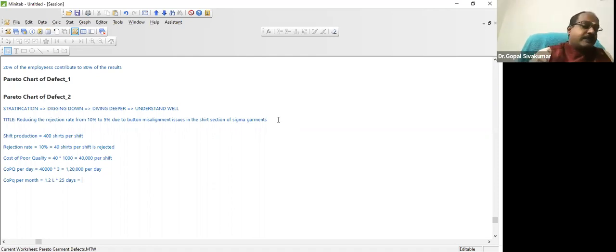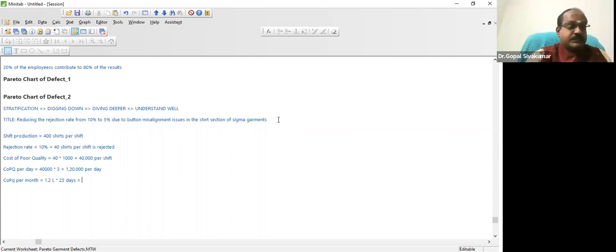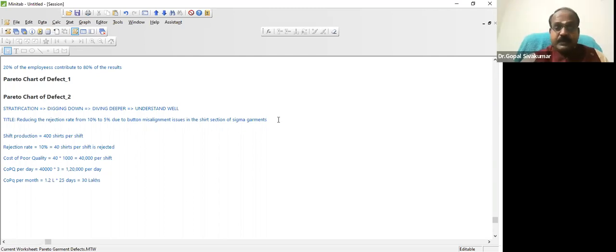Simple maths. 37.5? Let me just, very good. Thank you. So it is 1.2 into 25. 1.2 into 25 is 30 lakhs. Am I correct? So 30 lakhs. Do the calculation, you can use your calculator. Yes, 30 lakhs per month.